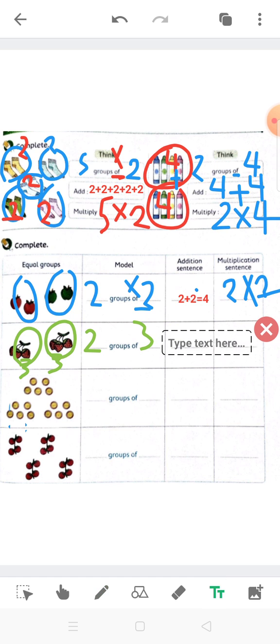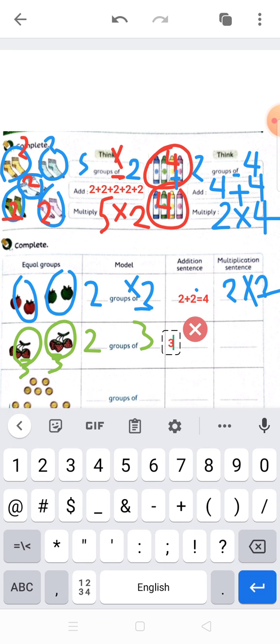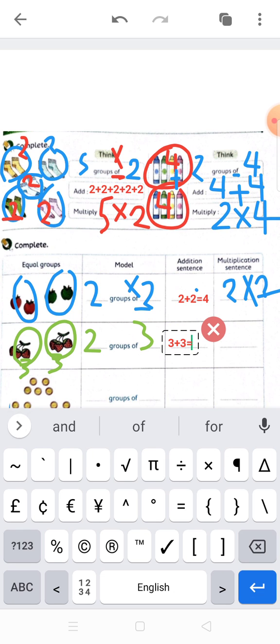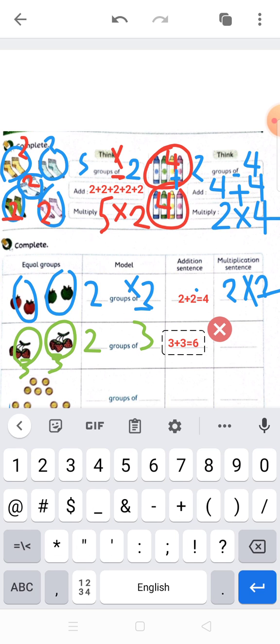From here I can see 3 is repeated 2 times. 3 plus 3. What does it equal? Equals 6. Okay.